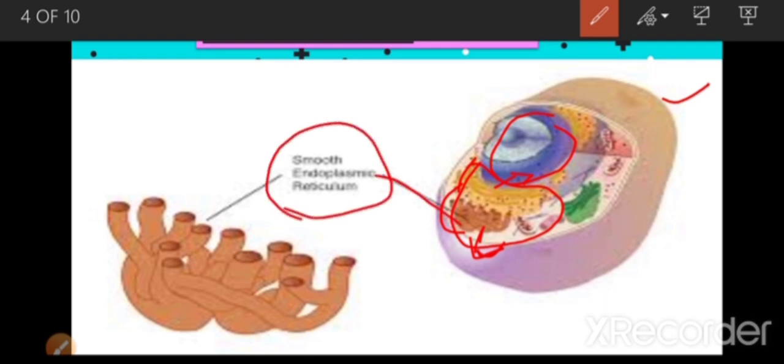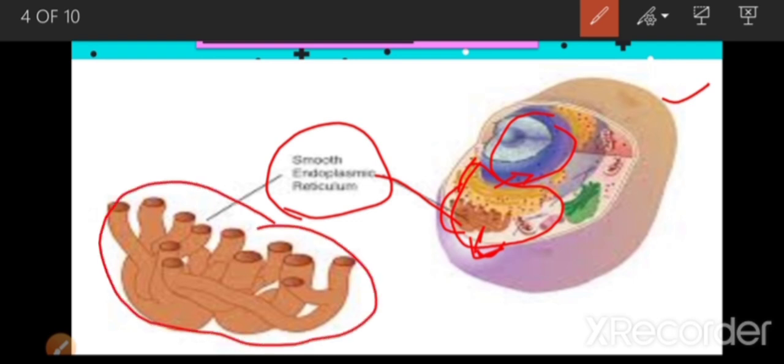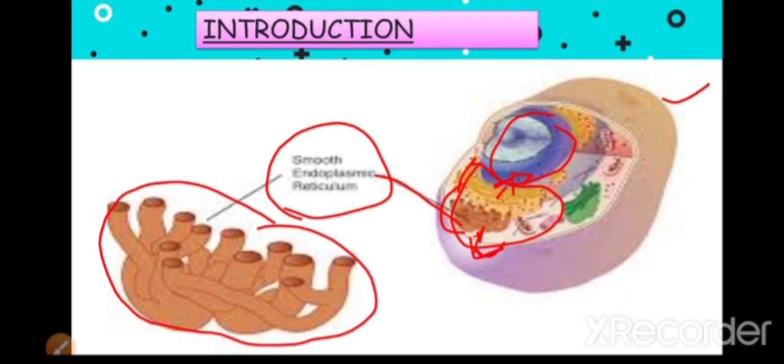This brownish color structure is nothing but the smooth endoplasmic reticulum. If we are talking about how exactly it is arranged, after the nucleus the rough endoplasmic reticulum is present, and after the rough endoplasmic reticulum the smooth endoplasmic reticulum is present. One end of the endoplasmic reticulum is attached with the outer membrane of the nucleus, and the second end is attached with the plasma membrane of the cell. That is some brief information about the endoplasmic reticulum.